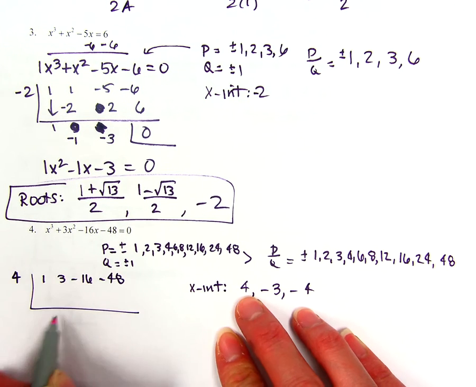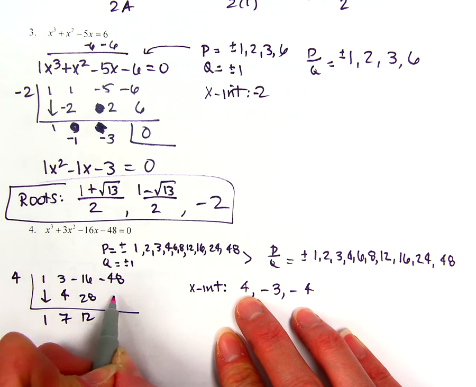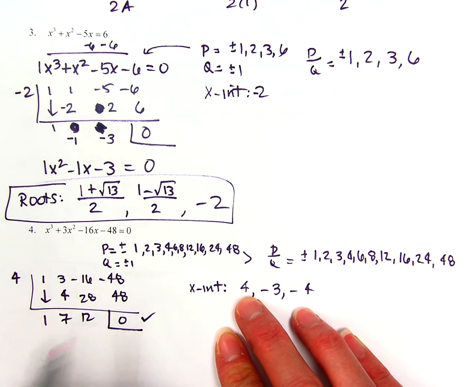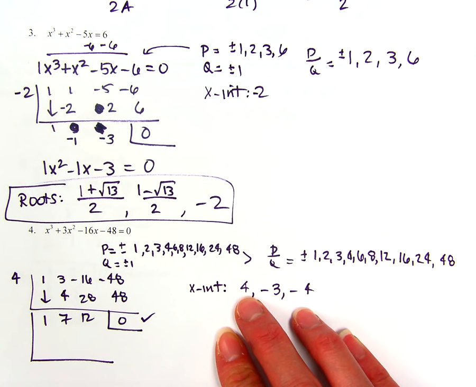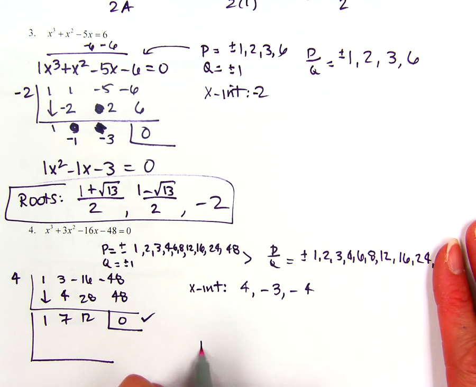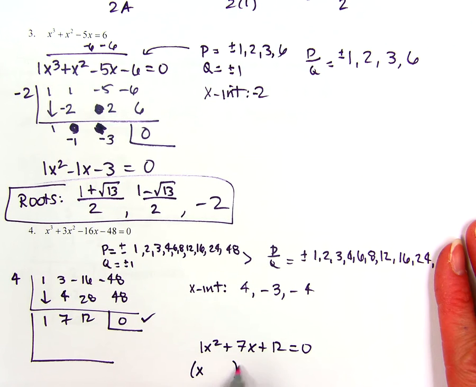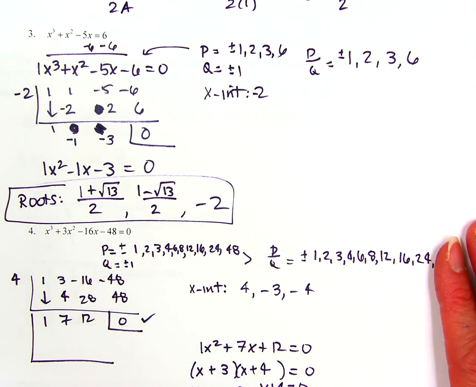Okay, so I'm going to start with 4. Doesn't matter which one you start with first. So I got a 0 as a remainder, so that's good. And I have 1, 7, and 12. If I don't want to keep going with synthetic division, I could just say that this is 1x squared plus 7x plus 12. And then I could factor what multiplies to 12 that adds to 7. And then remember, you just set each of these equal to 0. So that would be a way of avoiding the quadratic formula, which certainly you could use. But you could also solve by factoring.